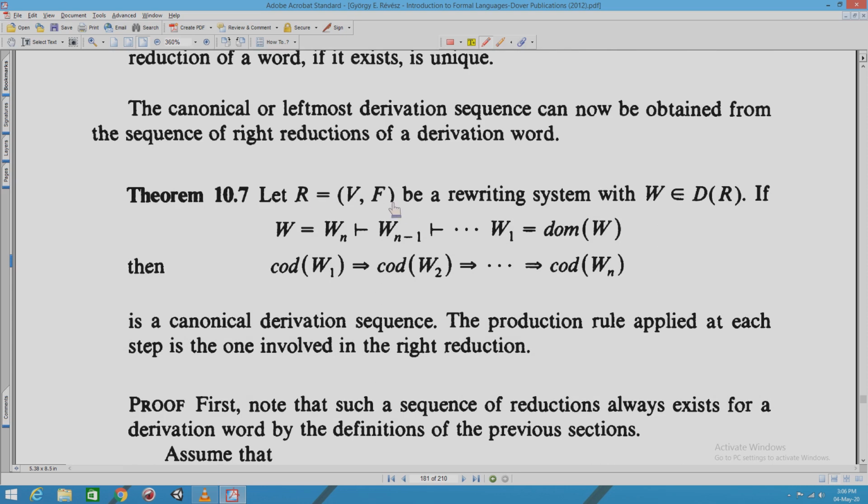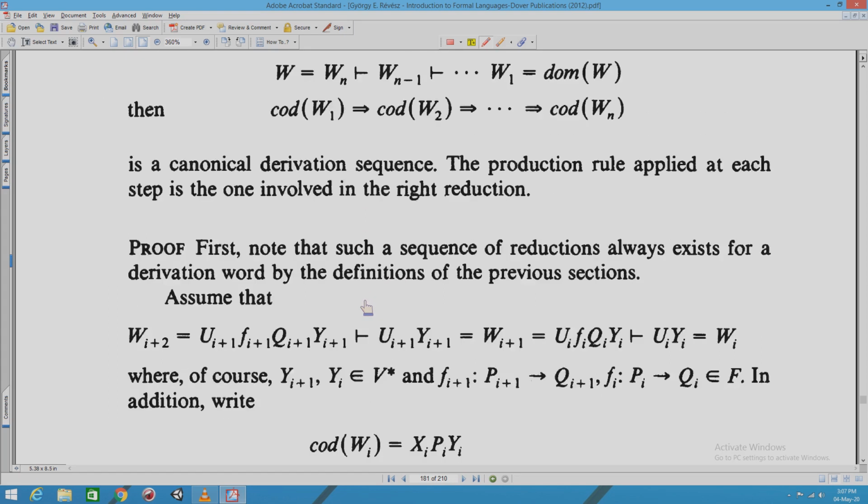Now let's move on to this theorem. Let R be a rewriting system with the word W. W belongs to DR. What is DR? DR is the derivation language. We had learnt it in the previous lecture. So W belongs to the derivation language, meaning W is a word from the derivation language of this rewriting system. If W is equal to WN, right reduces to WN minus 1, and if we go on right reducing and reach W1, which is the domain of W, then we can write that codomain of W1 derives codomain of W2 derives codomain of W3, and ultimately we reach WN. So this is just a reverse traversal of these strings.